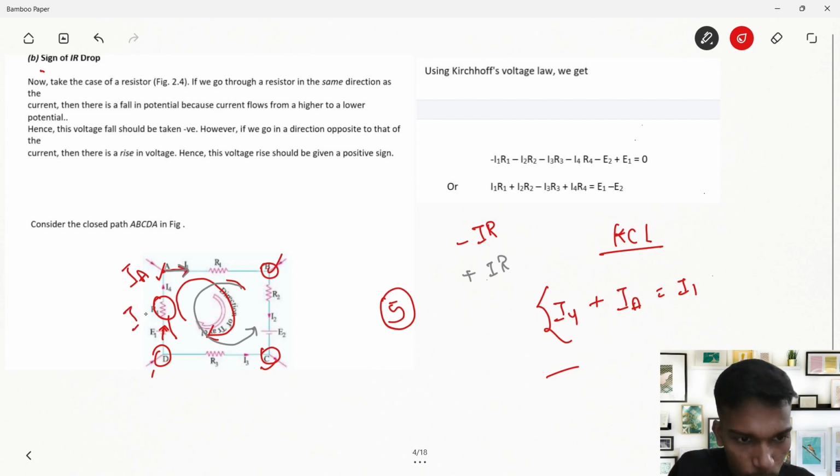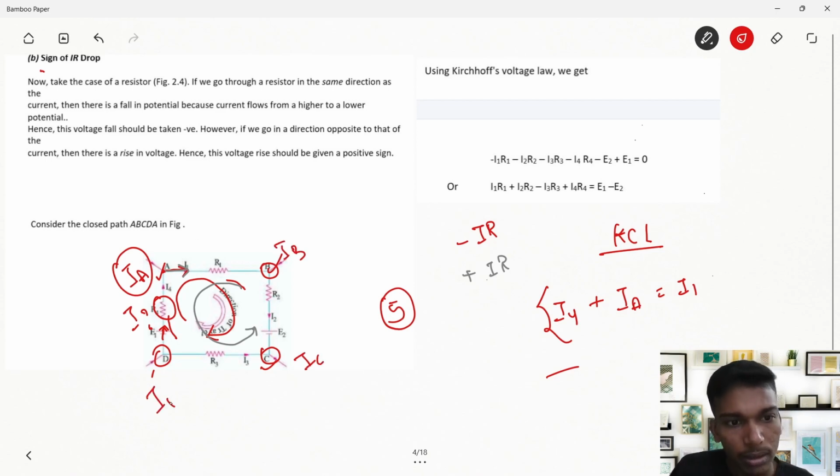Now it is one unknown. IA, I mean, IA is the inlet from the node here, right? IA is another unknown, IB, IC, ID. We have a total of four unknowns, and we are going to get four equations: one KCL, two KCL, three KCL, four KCL, fifth KVL. Five equations, five unknowns. If we solve those equations, we will get IA, IB, IC, ID.